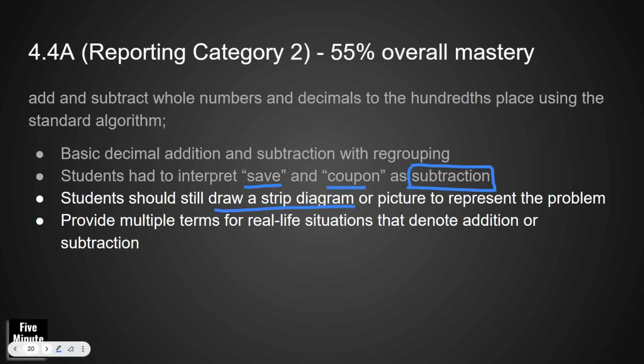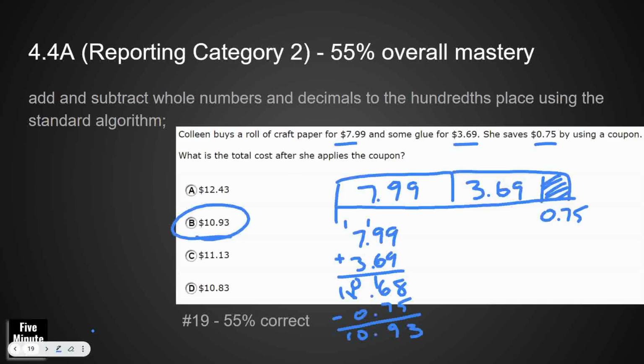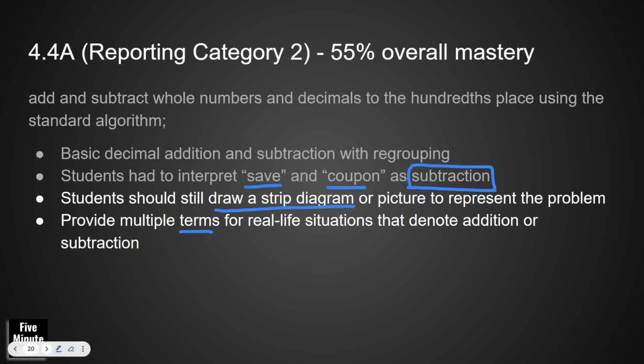So, what did I do to solve this? Draw a strip diagram. That's what students should do to figure out the relationship between that 75 cents and the other two quantities. And then we need to help provide them vocabulary. So multiple terms for real life situations that denote addition or subtraction. Because if you're putting it into a word problem, there are many ways to get a student to add or subtract without saying the words add or subtract. And if they're not used to that particular term, they might not know that the word means to add or subtract. We need to provide them opportunities there.